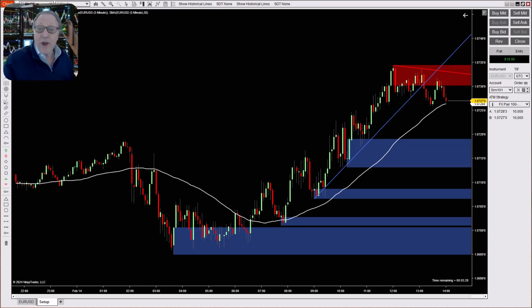So here's the strategy. First, we determine our bias using the 50 SMA. That's the white SMA right over here. If the price is above the 50 moving average, we're only looking for longs. If the price is below, only shorts. Then we're going to look for this trend line near a supply and demand zone. And if we're looking for longs, we're only looking for retests of the trend line near a demand zone.